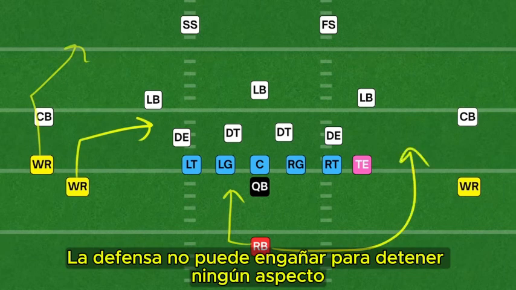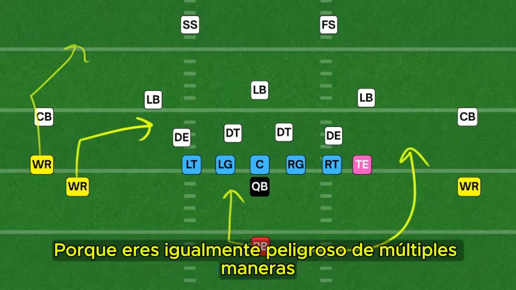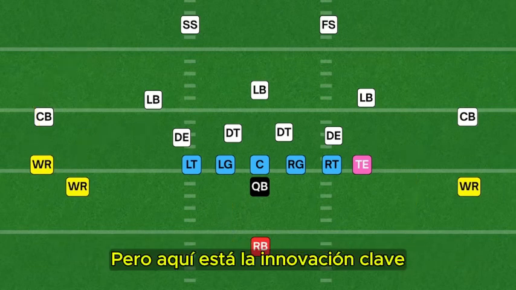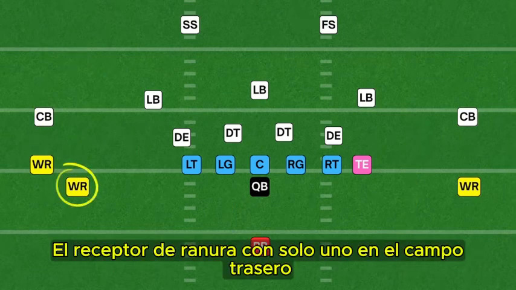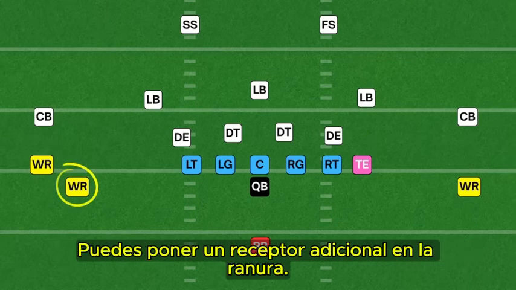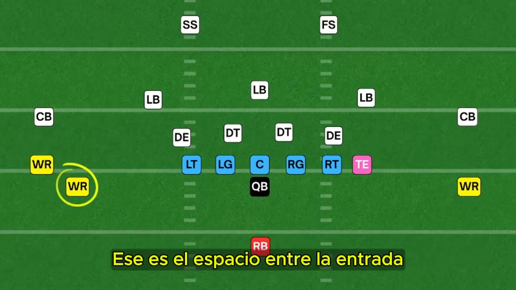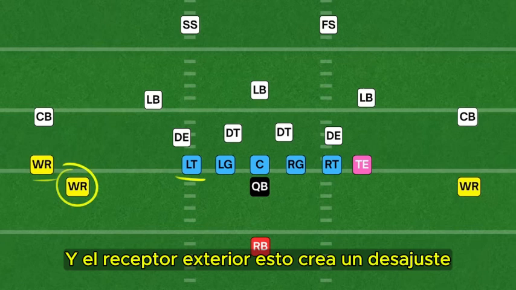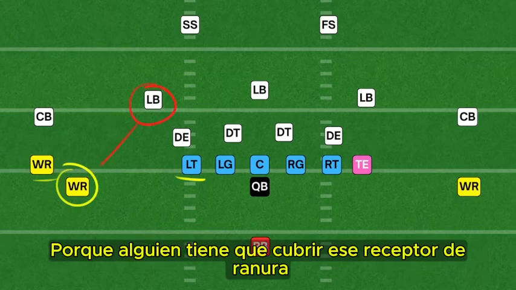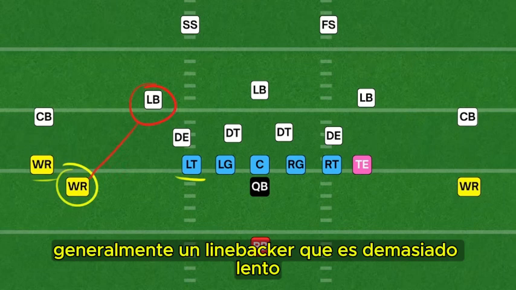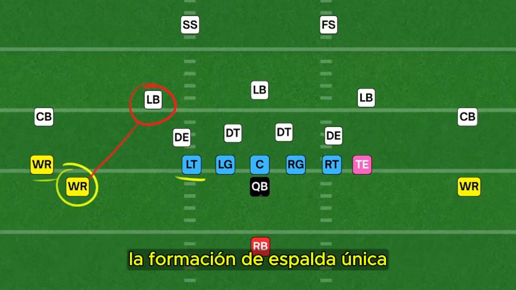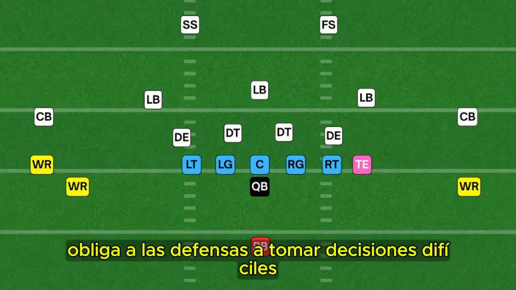The defense can't cheat towards stopping any one aspect because you're equally dangerous in multiple ways. But here's the key innovation. The slot receiver. With only one back in the backfield, you can put an extra receiver in the slot. That's the space between the tackle and the outside receiver. This creates a mismatch because someone has to cover that slot receiver, usually a linebacker who's too slow. The single back formation forces defenses to make difficult choices.